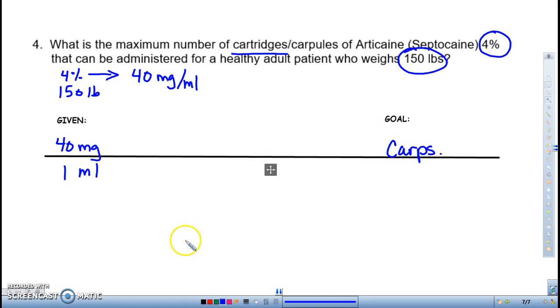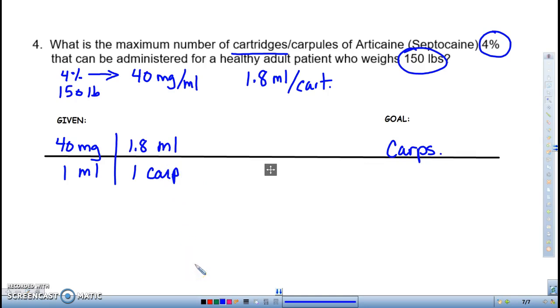Okay? Now the next thing that they didn't give me was the capacity of each cartridge. So I'm going to use 1.8 because I think that's what you guys are using. 1.76, or I think that's what I was told. A cartridge is actually 1.76, which rounds up to 1.8 milliliters per cartridge or per carp. So when I use this, I want milliliters in the denominator to cancel out with milliliters in the numerator. So I'm going to put milliliters there. I have 1.8 milliliters per one cartridge or one carp.